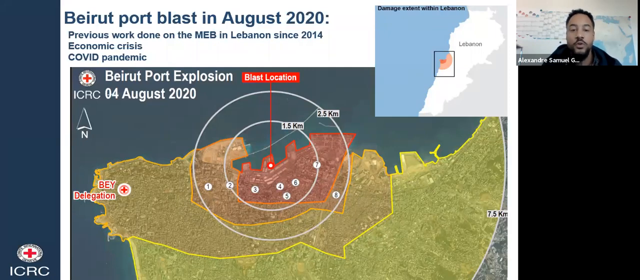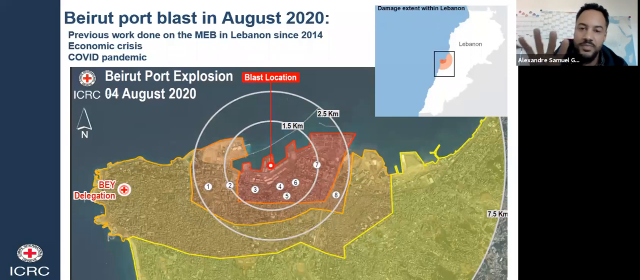explosion, right? So on the map here, you see where the blast happened. This is the port, and you see the different colors. Basically the part in red, it was total destruction. A lot of buildings were destroyed, a lot of infrastructure. Then you see the part in light orange and in light yellow. These are all the parts where serious or minor damages were reported.